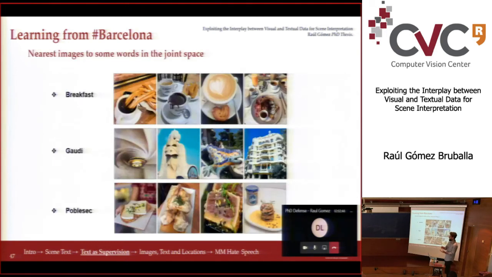And similarly as we explained before, we train a visual embedding net to embed images in this word2vec space. We see, for instance, that people associate the word breakfast with chocolate con churro images, or the word Poble Sec, which is a neighborhood of Barcelona, with these tapas images, which is a trendy thing to eat there.